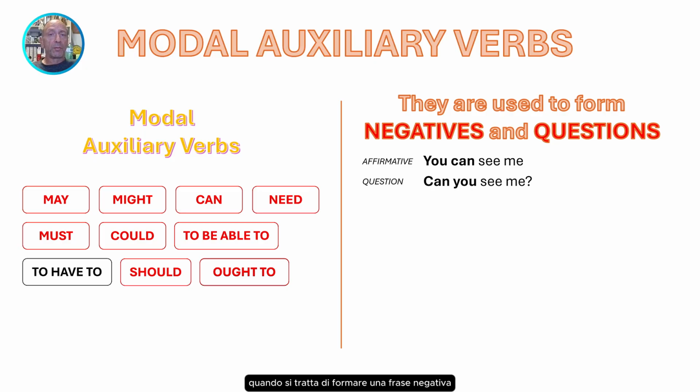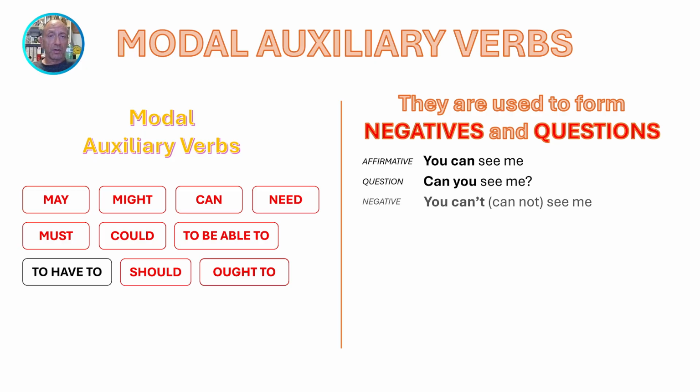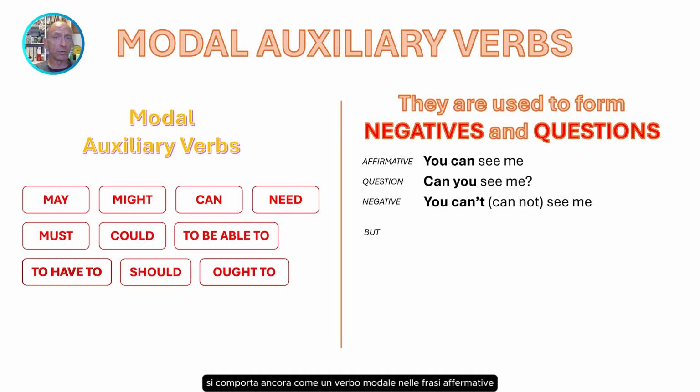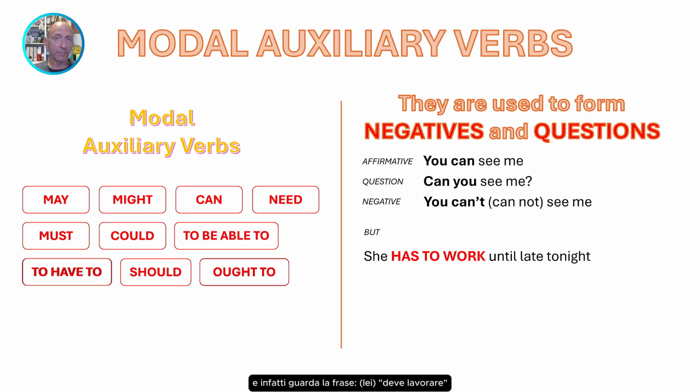When it comes to forming a negative sentence, you just have to take the affirmative sentence and add the negative particle not soon after the modal verb. Here, I've shown the modal verb and the negative particle not in their contracted form. But, also in this case, there is an exception. The modal verb to have to still behaves as a modal verb in affirmative sentences, and in fact, look at the sentence she has to work.